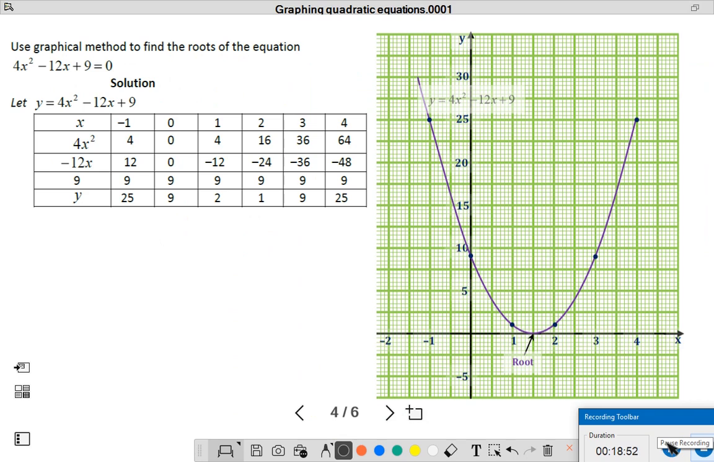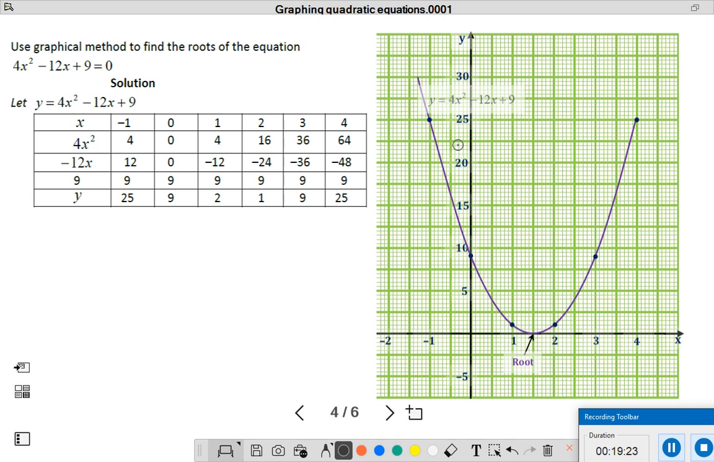Yes, they can bring this number in different ways. Now here they are telling you to use the graphical method to find the roots of the quadratic equation. Again, we have a quadratic equation here. I break it into the different independent terms: 4x squared minus 12x, then plus 9. You get the values of y. We have x from -1 to 4. So we plot our graph. This is -1, 25.